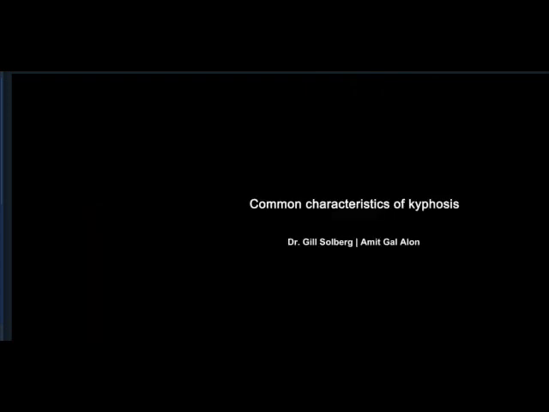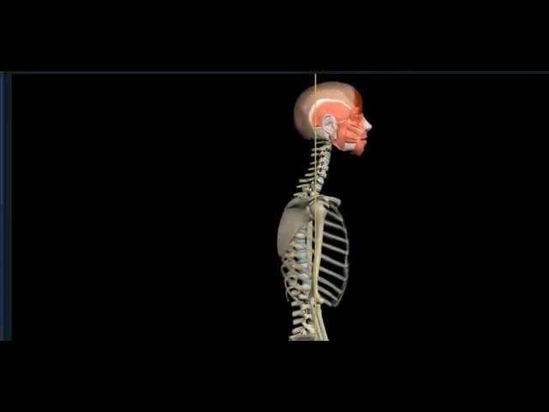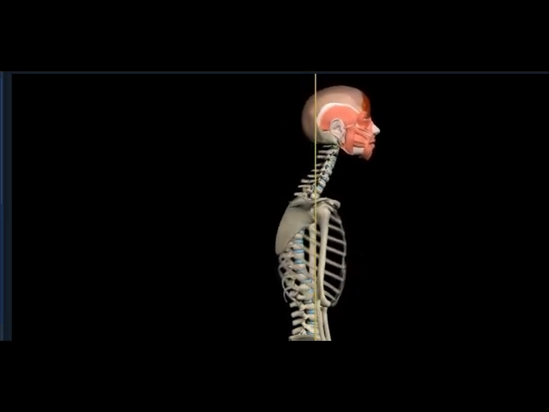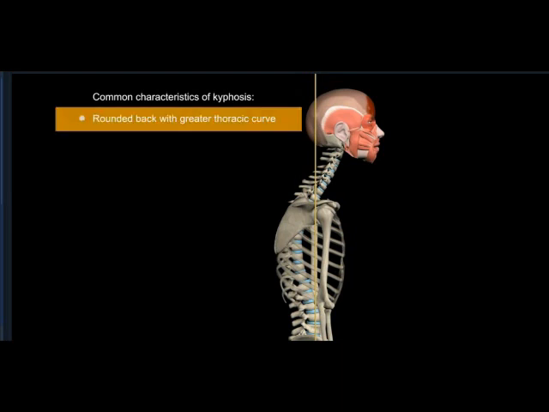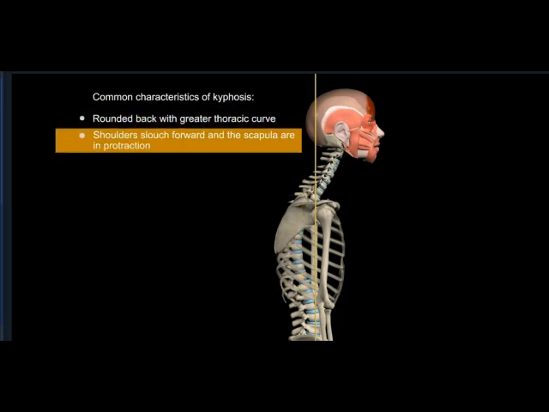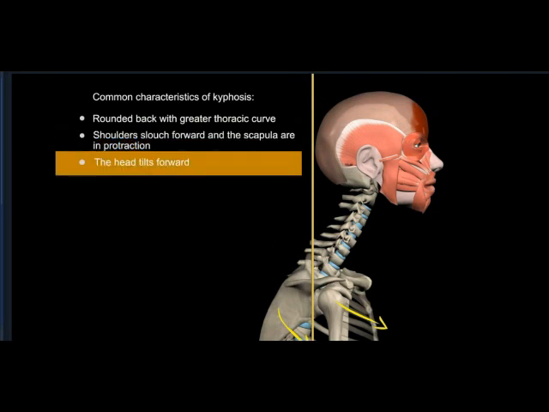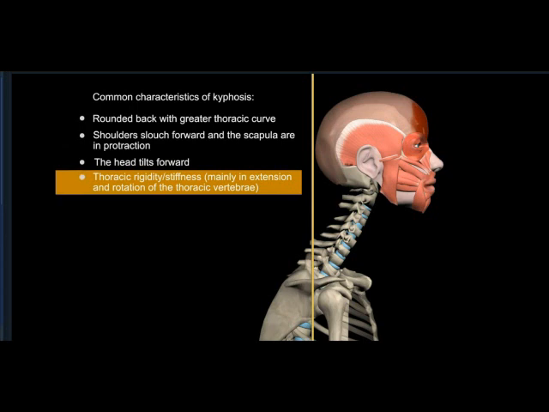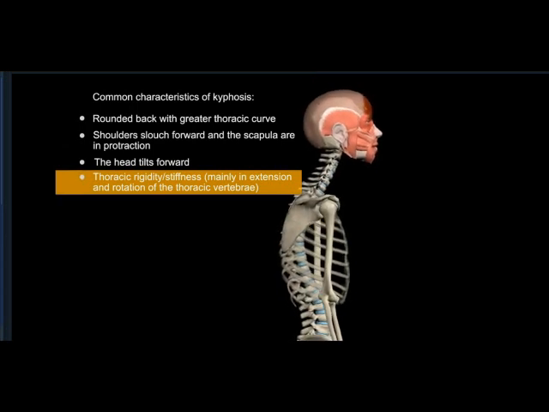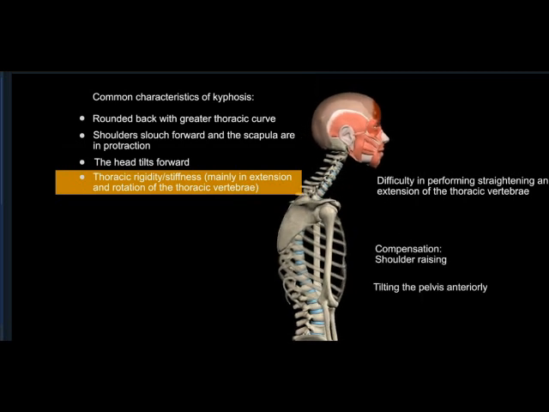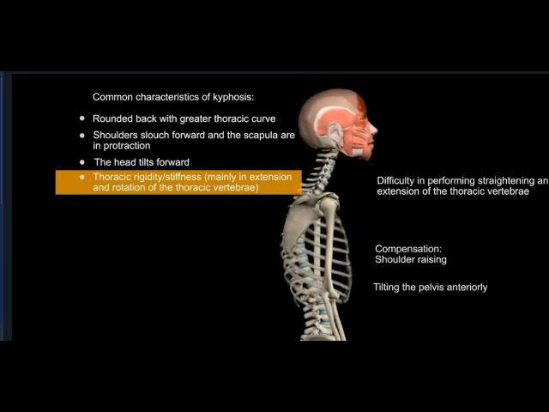Common characteristics of kyphosis. Rounded back with greater thoracic curve. Shoulders slouch forward and the scapulae are in protraction. The head tilts forward. Thoracic rigidity or stiffness, mainly in extension and rotation of the thoracic vertebrae. Difficulty in performing straightening and extension of the thoracic vertebrae.